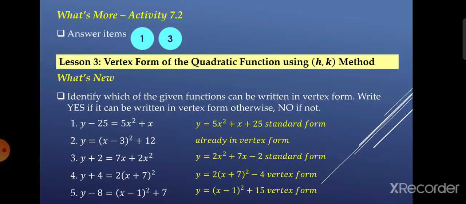Then the positive 7 is added to plus 8, so negative 8 moved to the right side becomes plus 8. The reading is y equals the square of x minus 1 plus 7 plus 8. 7 plus 8 is 15, which is also in vertex form. So how many equations are in vertex form? Three: numbers 2, 4, and 5. So only 1 and 3 are in standard form.